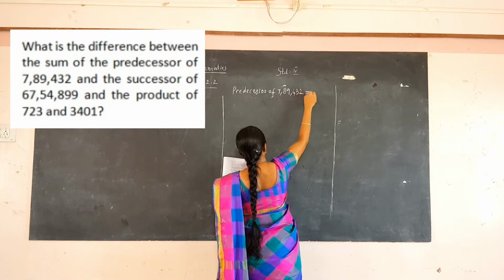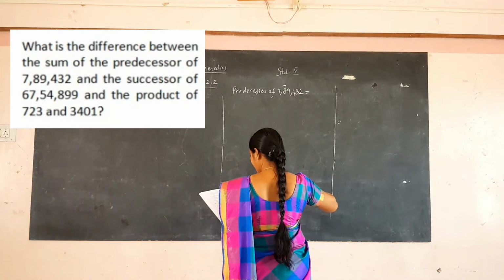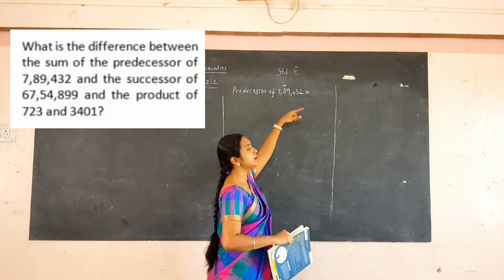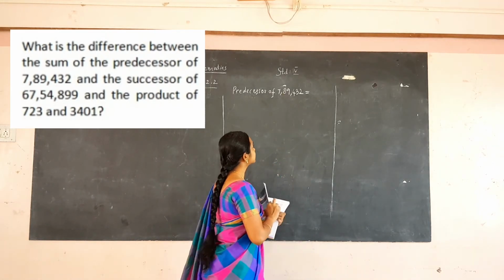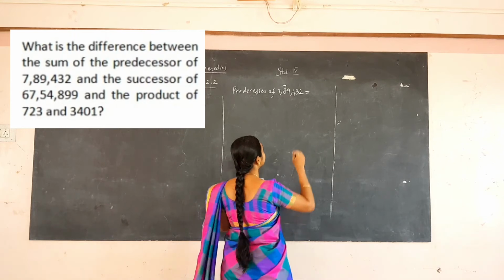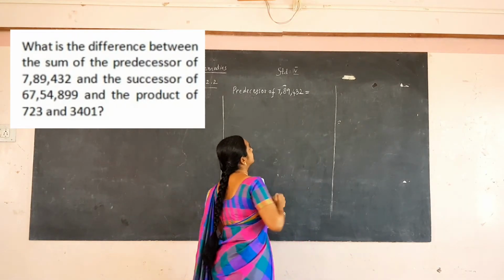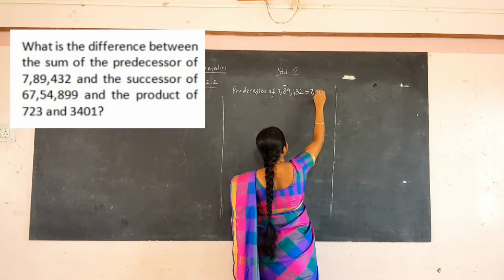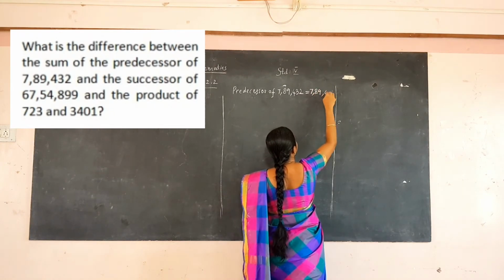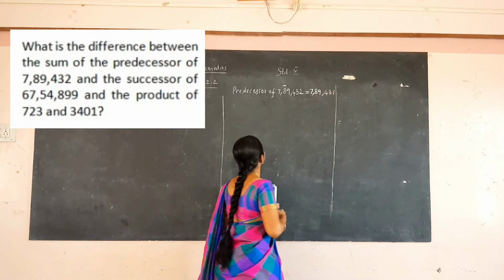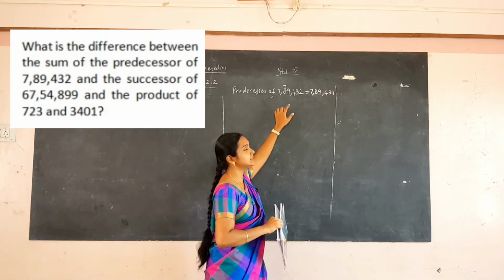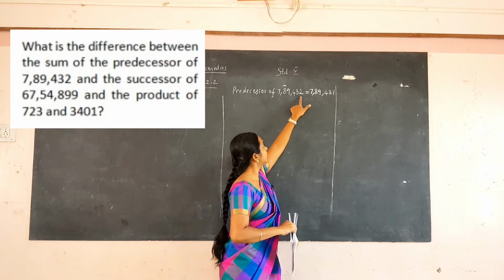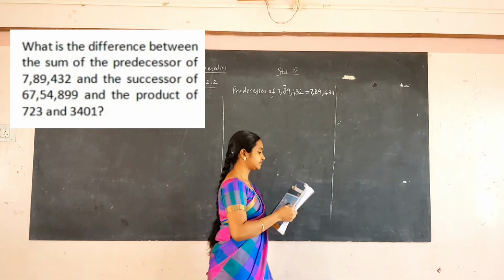7,89,432. Predecessor means the number before this number. That is, we have to reduce 1 from the number. So 2 minus 1 will be 1. So the answer is 7,89,431. Predecessor means you have to write just the before number. So reduce 1 from the number. 2 minus 1 will be 1.